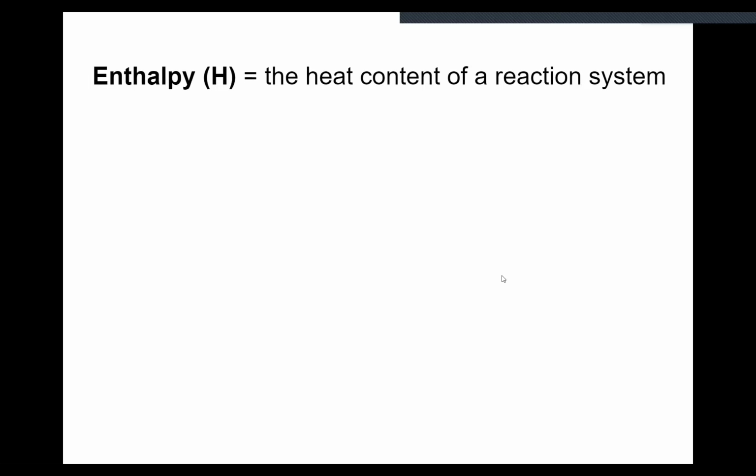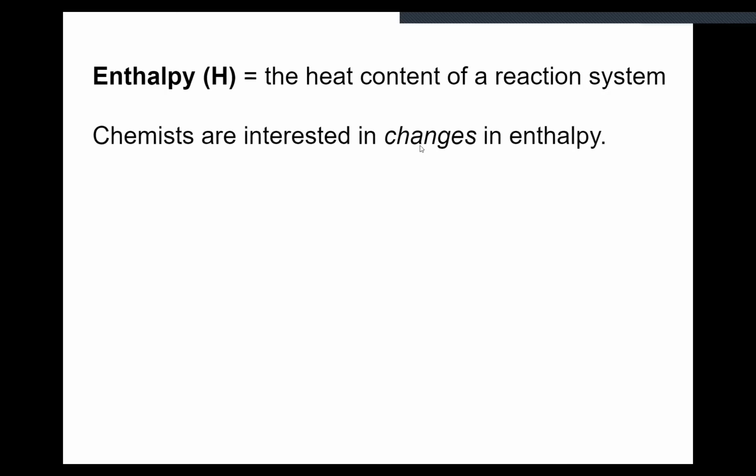Enthalpy, simply defined, is the heat content of a reaction system, how much heat energy it has. Now, we can't measure it directly. It's impossible to quantify the amount of heat content in a set of reacting chemicals. But what we can do is measure the difference in enthalpy before and after a change happens. So when we're studying thermochemistry, we're really studying changes in heat content or changes in enthalpy.